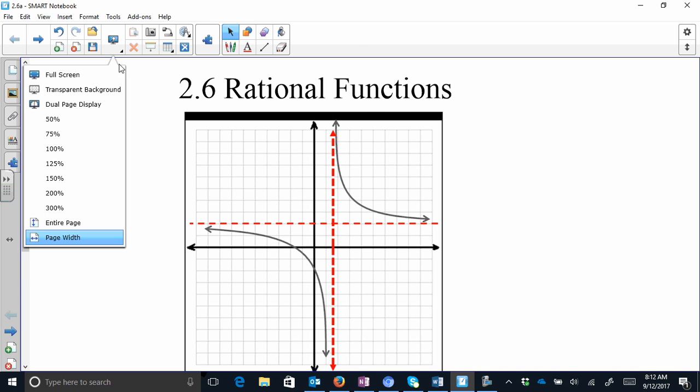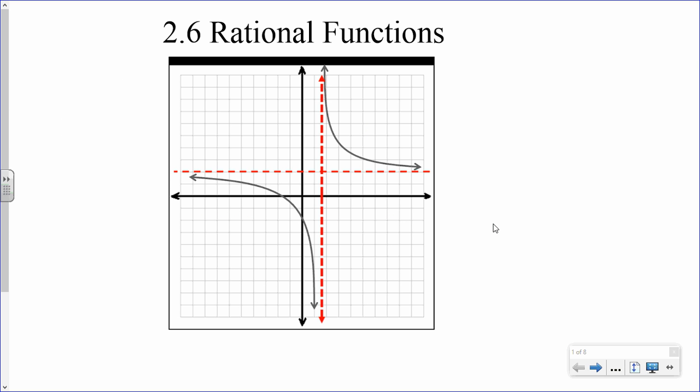Okay, we're going to begin our discussion on rational functions. We will continue it tomorrow. We're going to talk about 3 graphs today, and then we're going to talk about a 4th graph. Well, really kind of 2 types of graphs, and then we're going to talk about another graph tomorrow.